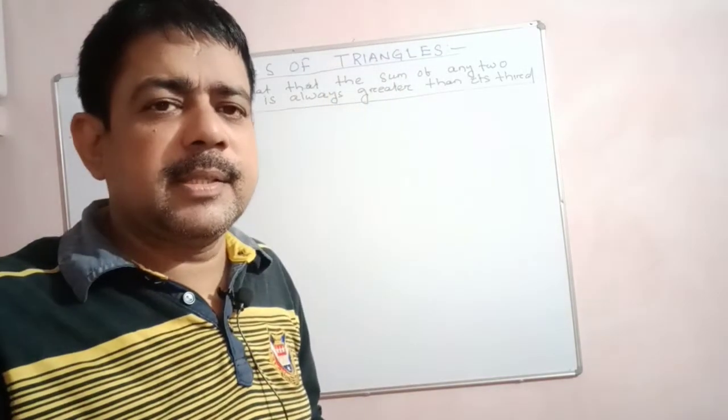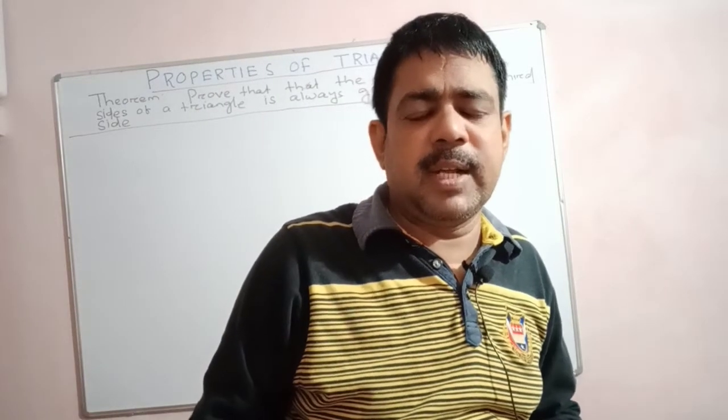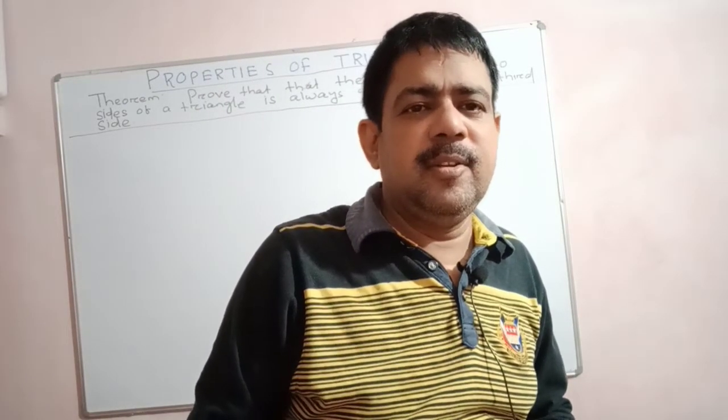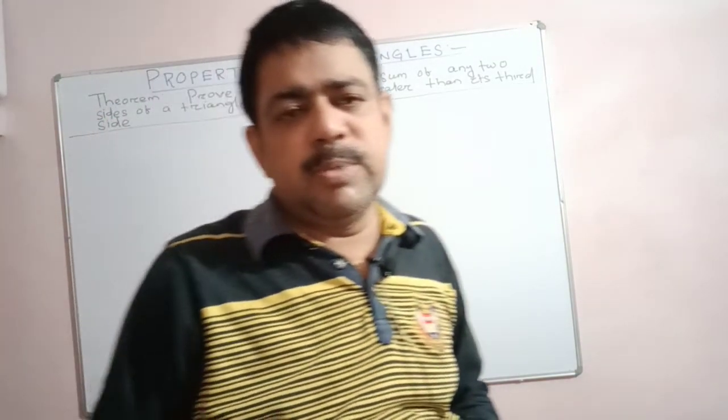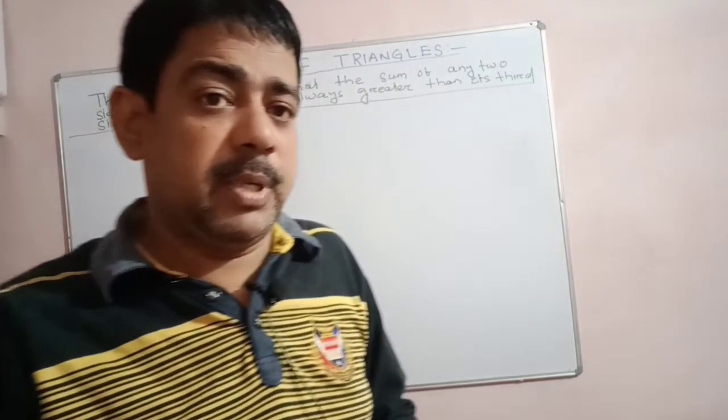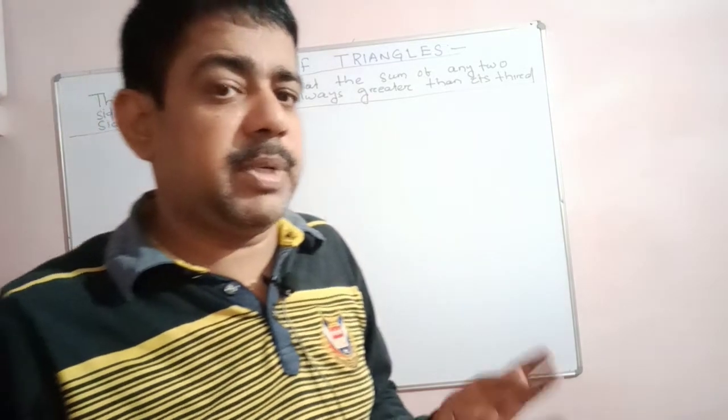So, dear students, here in this class, I am discussing an important property of triangles of standard 9 mathematics. We know the sum of the three angles of a triangle is equal to 180 degrees. It is one of the most important properties of a triangle. This is known as the angle sum property of a triangle.